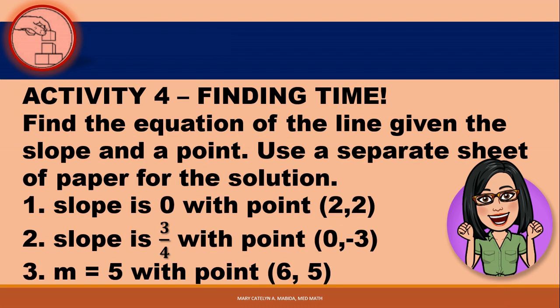Activity 4, finding time. Find the equation of the line given the slope and a point. Use a separate sheet of paper for the solution. Number 1, slope is 0 with point 2, 2. Number 2, slope is 3 over 4 with point 0, negative 3. Number 3, slope is 5 with point 6, 5.